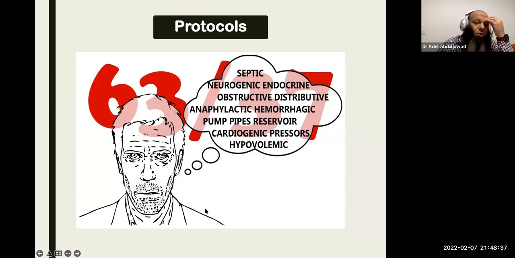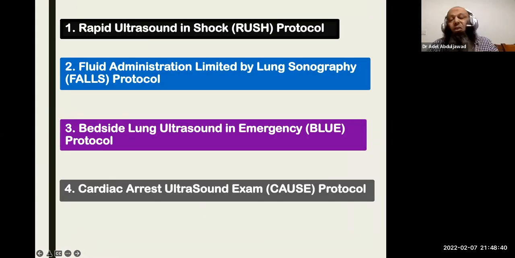What about the protocols? Regarding the protocols related to POCUS, or point-of-care ultrasound, I know most of you are aware of it, but just a reminder for you, what's the role of these protocols if you are using POCUS? The first protocol, and I think all of you are aware of it, is the rapid ultrasound shock protocol, or we call it the RUSH protocol. So RUSH stands for what? Rapid ultrasound in shock protocol.